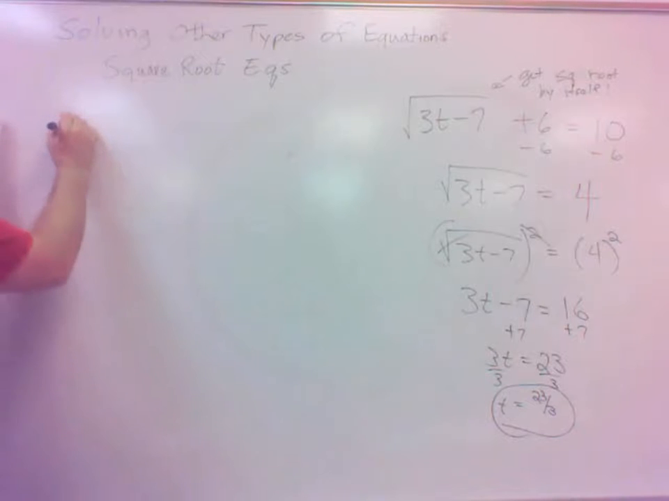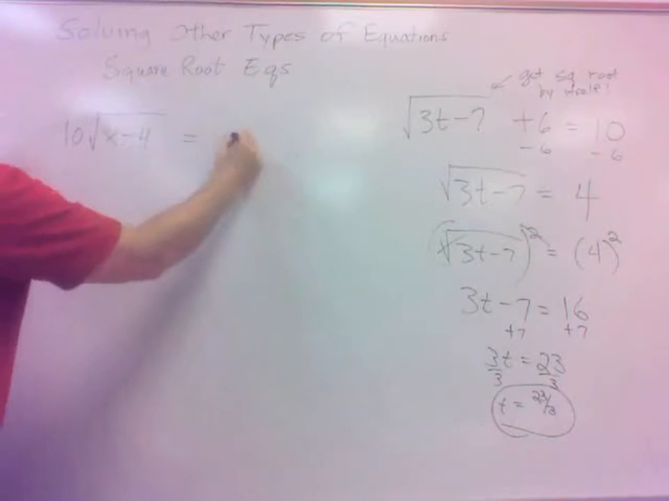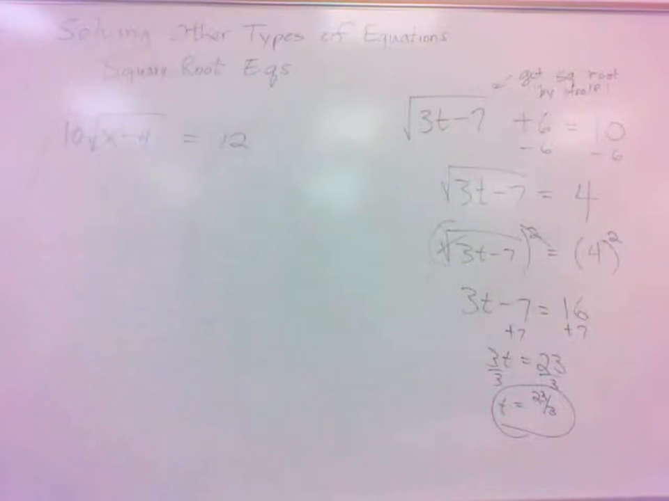Okay, one other one. This one might happen on the homework, so let me mention it. 10 times the square root of x minus 4 equals 12. I guess technically we could go ahead and square both sides here. We could also, what is one other thing we could do here? Go ahead and divide by 10. Yeah, we could go ahead and divide by 10.